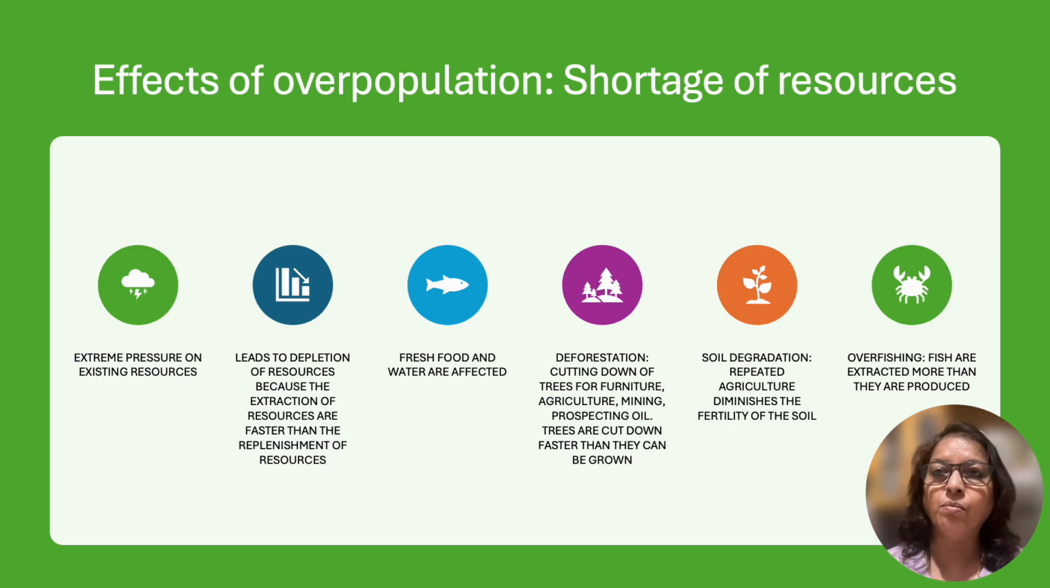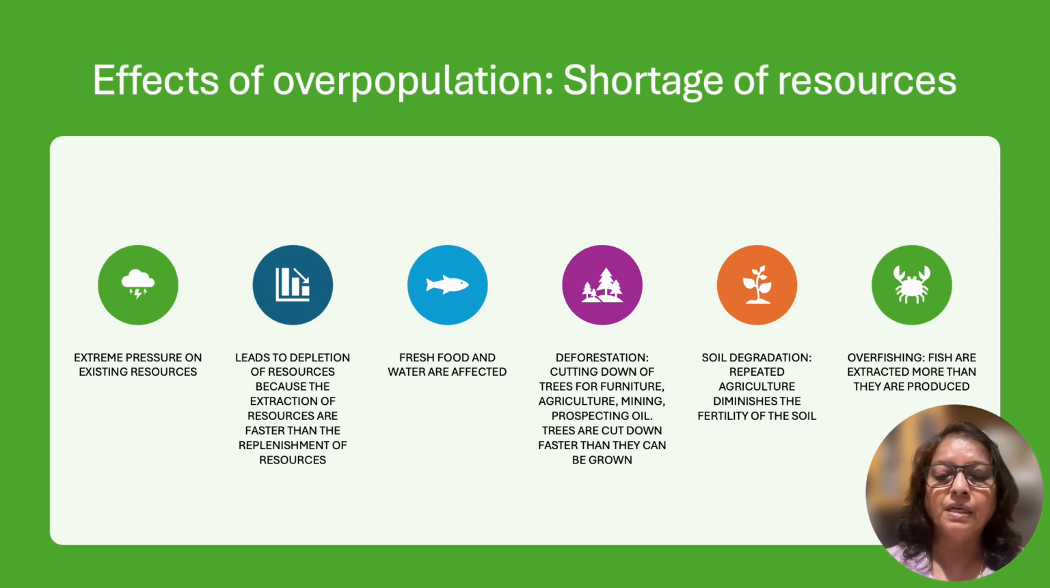But if there is so much extraction of water that before the next rains the depletion of water happens in land, in lakes and rivers, then it is called the effect of overpopulation. Fresh food and water are affected because there is a great demand on fresh food and water. Then deforestation happens.